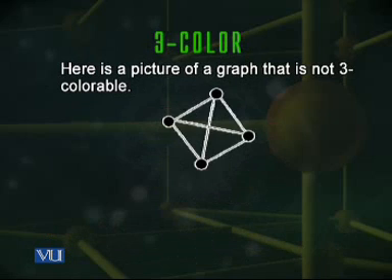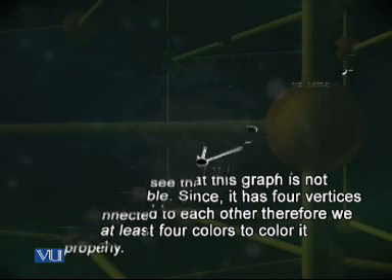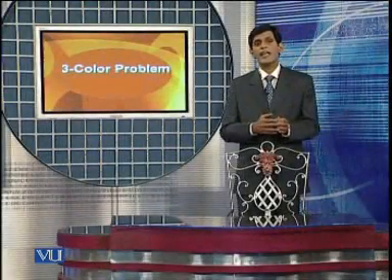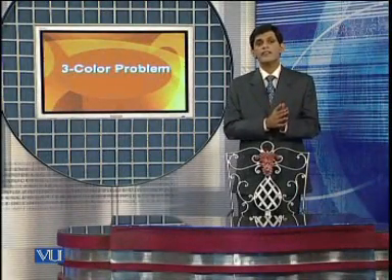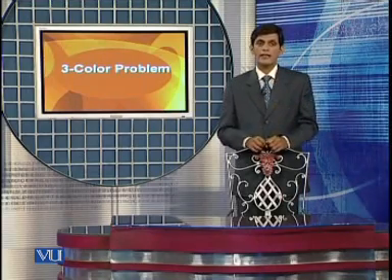Let's look at another graph. Here's the picture of a graph that is not three-colorable. It is easy to see that this graph is not three-colorable since it has four vertices all connected to each other. Therefore, we need at least four colors to properly color it. What I mean by a proper coloring is a coloring of the vertices in which if two vertices are connected, they must get different colors.